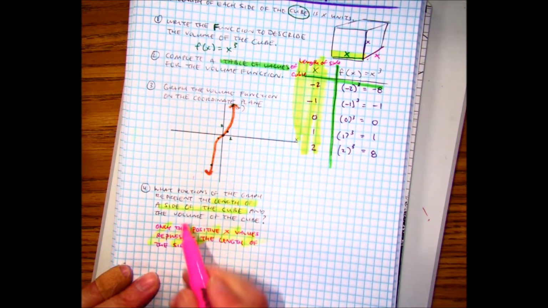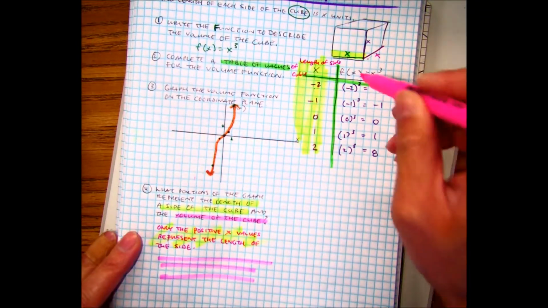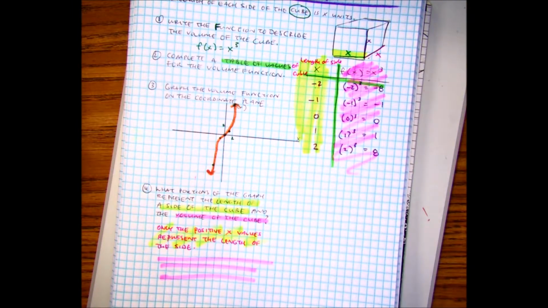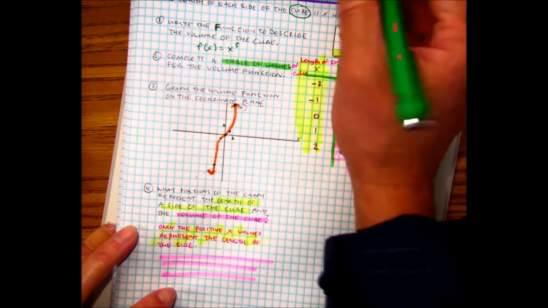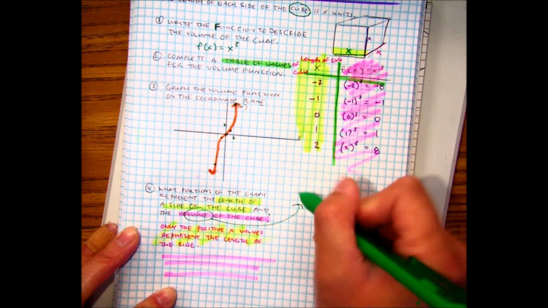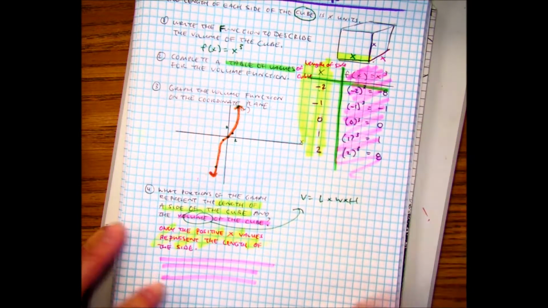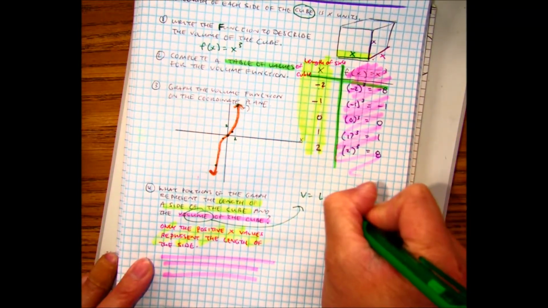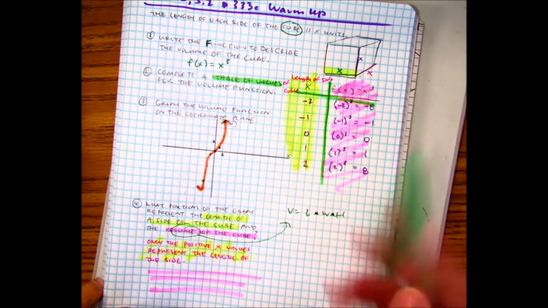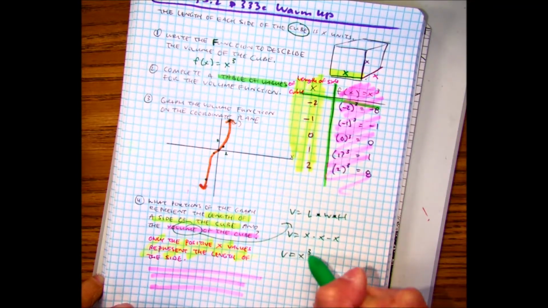Now the volume of the cube represents everything over here, right? Because remember, volume represents length times width times height. But the difference about this problem is that in a cube, they're all the same equal distance. So volume equals x times x times x, which gives us x to the third.